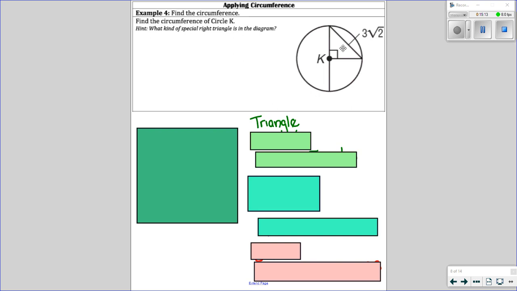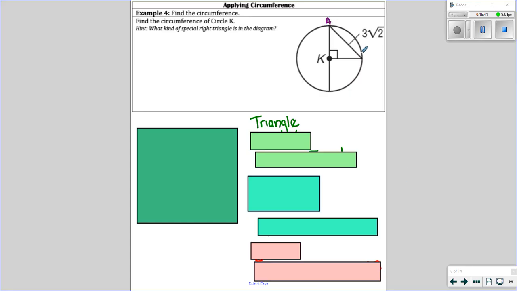And when it comes to figuring out what kind of triangle, let's take a look at it. This triangle is made up of the hypotenuse, which they gave the label, the value of 3 square root of 2. And then we have K and another segment going to that point on the circle, and K and another one. So I'm going to put letters on that so we can distinguish. So this is KA and this is KB.